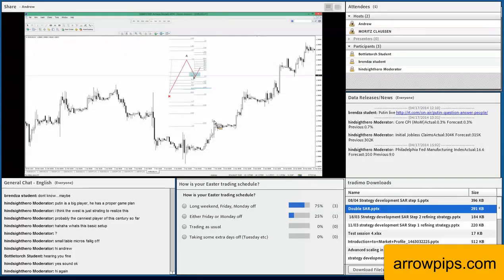Now, in terms of the way I draw the pattern, or look to draw the pattern, this is how I would do it. I would draw a fib from A to B, looking at my fib extensions to come into that area. Okay, that's the way I do it.